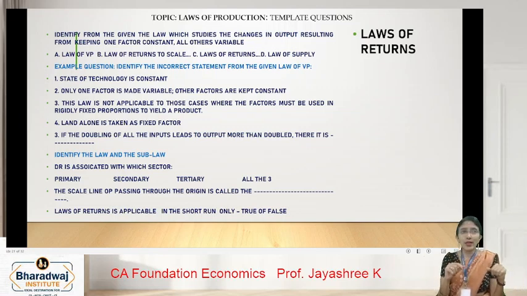And in returns to scale law, what happens? Everything is made variable. All factors are changed. That's why scale. All inputs put together. Okay. Second question. Were you able to identify the incorrect sentence?